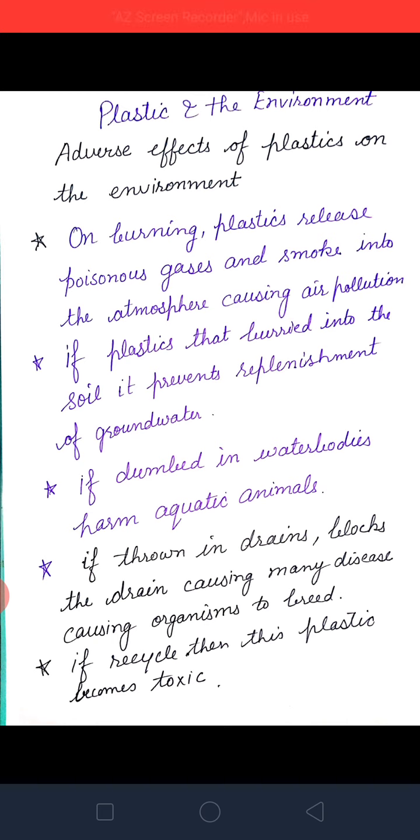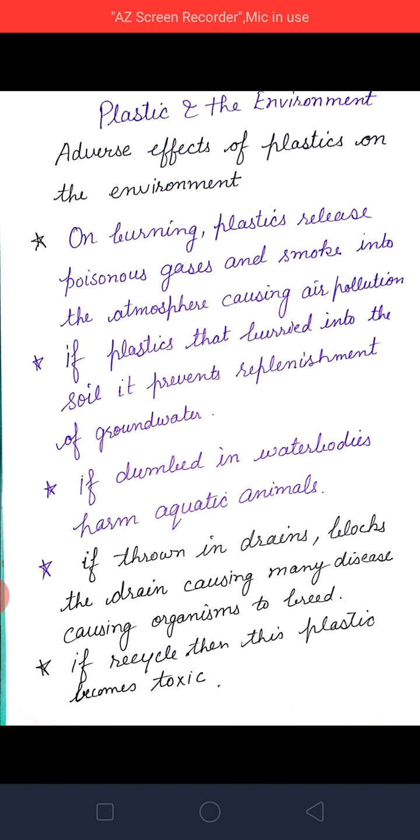And we can't even dump it into water bodies, because if we dump plastic into the water bodies, there are many aquatic animals that live in that water. Then what will happen? The aquatic animals will eat those plastics, leading to their death. In this way, if we throw plastic bags in the drains, then they will block the drains.